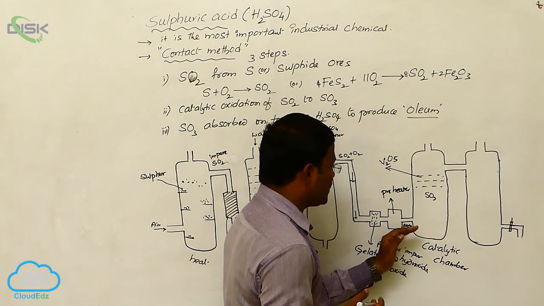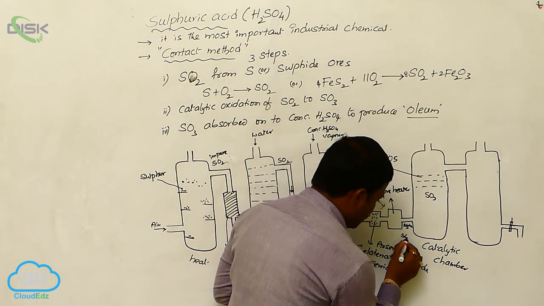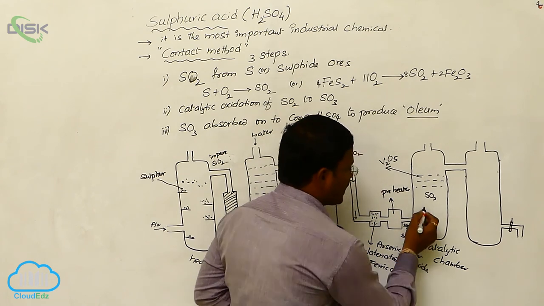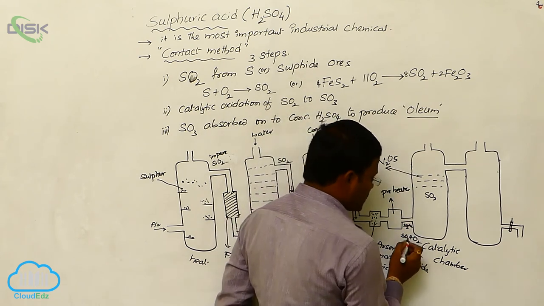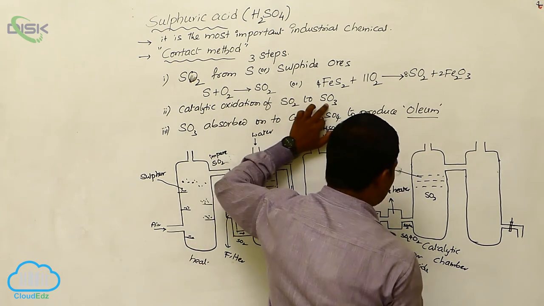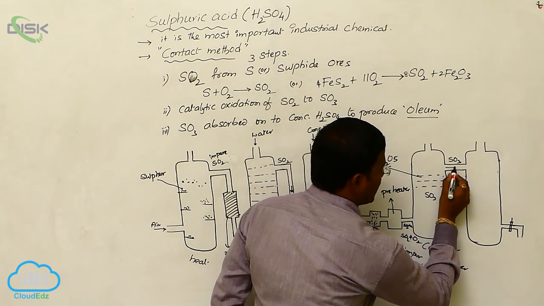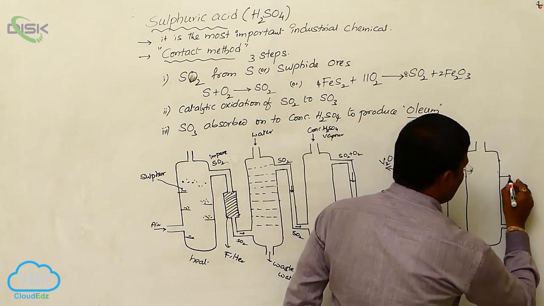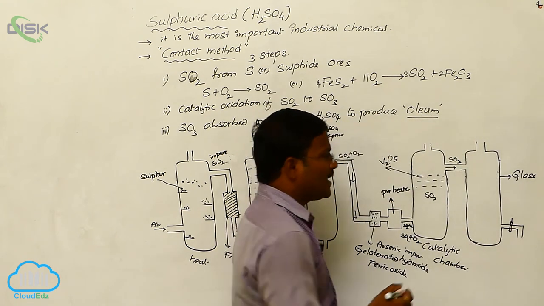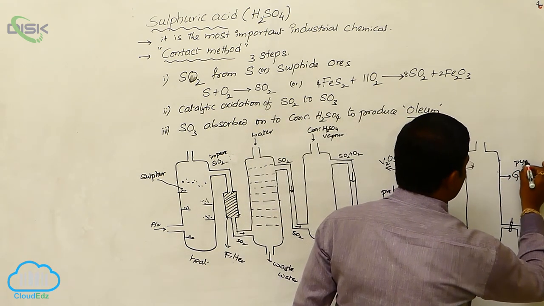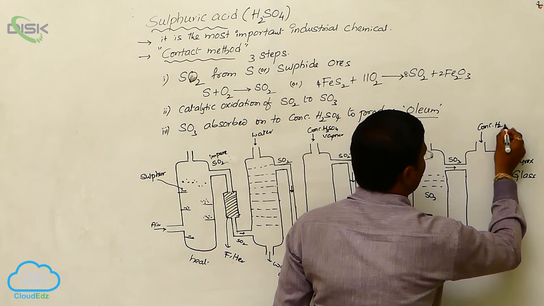After the preheater, the sulfur dioxide may react with oxygen, SO2 plus O2, in the presence of a catalyst like vanadium 5 oxide. In the presence of this catalyst, sulfur dioxide converts into sulfur trioxide, which enters from the catalytic chamber to the final chamber. It is made up of pyrex glass or borosilicate glass. From here we use concentrated sulfuric acid.